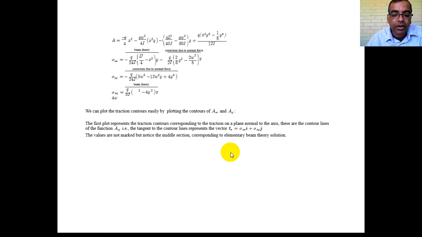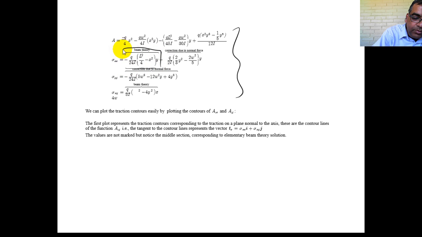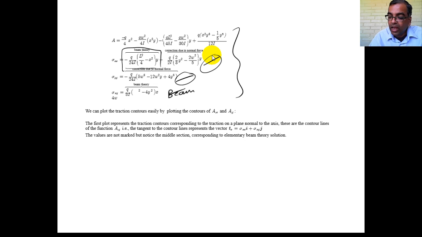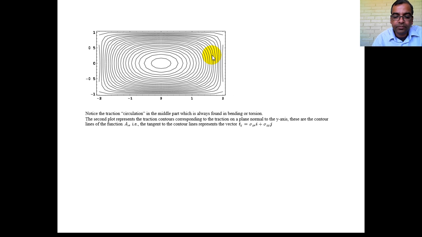Once you do that, your Airy stress function looks like this, and you will see that this part is what you get from beam theory for the stresses. These are the corrections from elasticity. This is beam theory, and these are the corrections from elasticity. Okay, so you can take a look at it, and you can do contour plots.